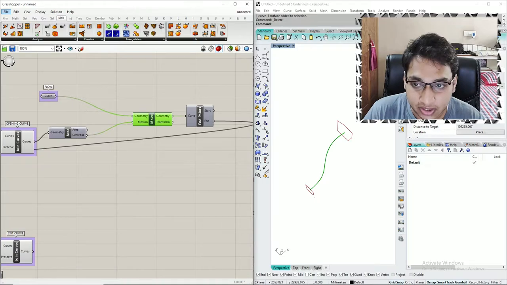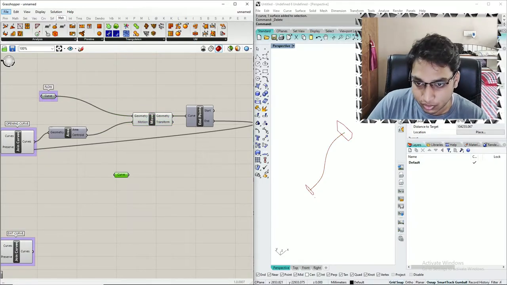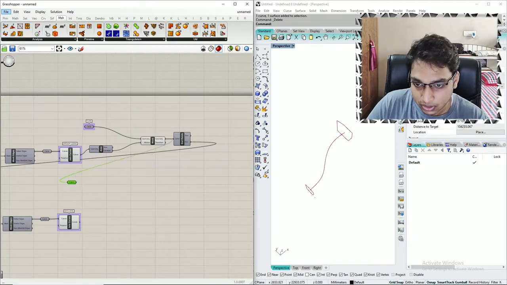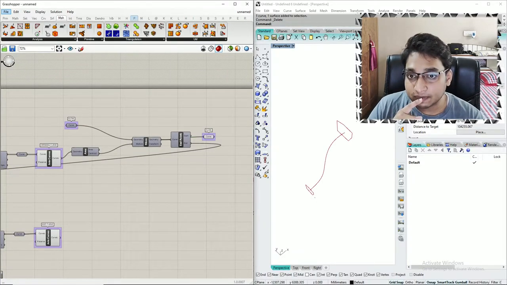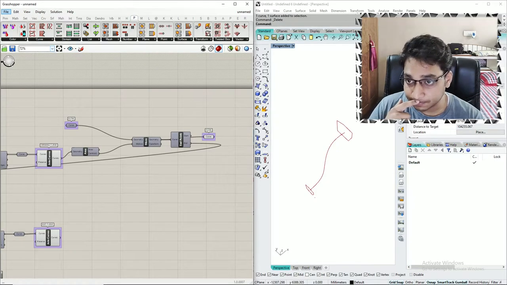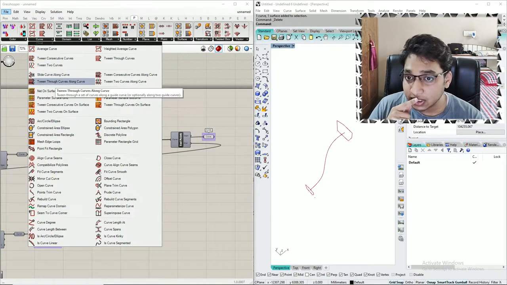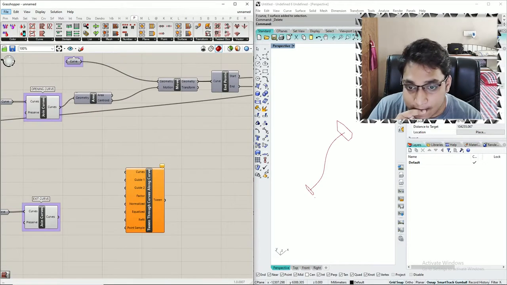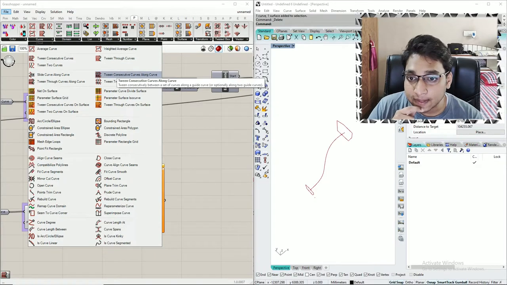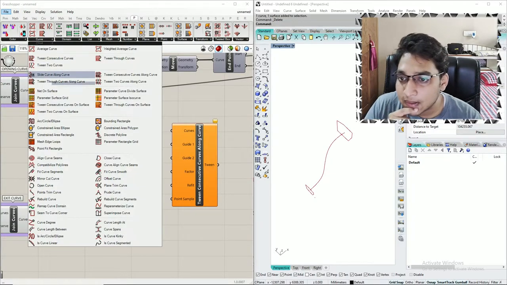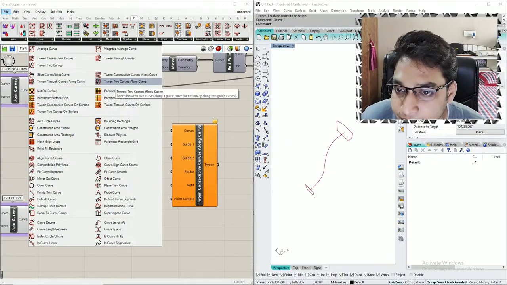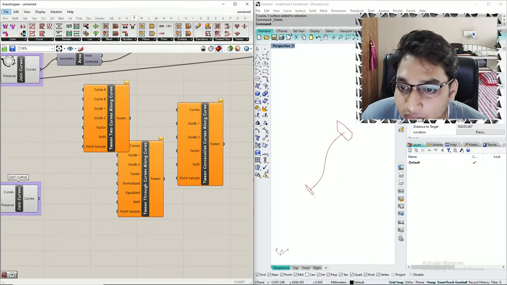So this is my curve or the flow. I'll keep it here. Now if I go through the Pufferfish extension in Grasshopper, in the curve section, there might be tween through curves along curve. Not this one, tween through consecutive curves along curve. Tween two curves along curve, yeah.